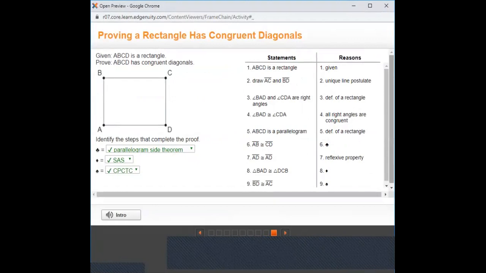Okay. How do you always start a proof? If it's a 2-column proof where you've got statements and reasons, the first thing that you have to write down is what the given information is. So we know that quadrilateral ABCD is a rectangle. All right, so now they want us to draw segments AC and BD.